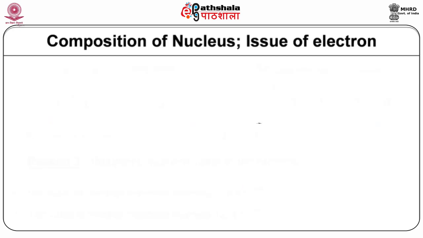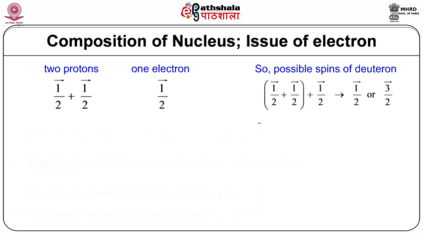As in the deuterium nucleus, there are 2 protons and 1 electron, and we know that protons and electrons are fermionic particles, so they are spin-half particles. So when we consider their intrinsic spin, then for 2 protons, according to the Pauli exclusion principle, it will be half plus half. For 1 electron, it will be half. So the possible spins of deuteron will be 1/2 plus 1/2 for protons plus 1/2 for the electron. That is, either the value will be 1/2 or 3/2.